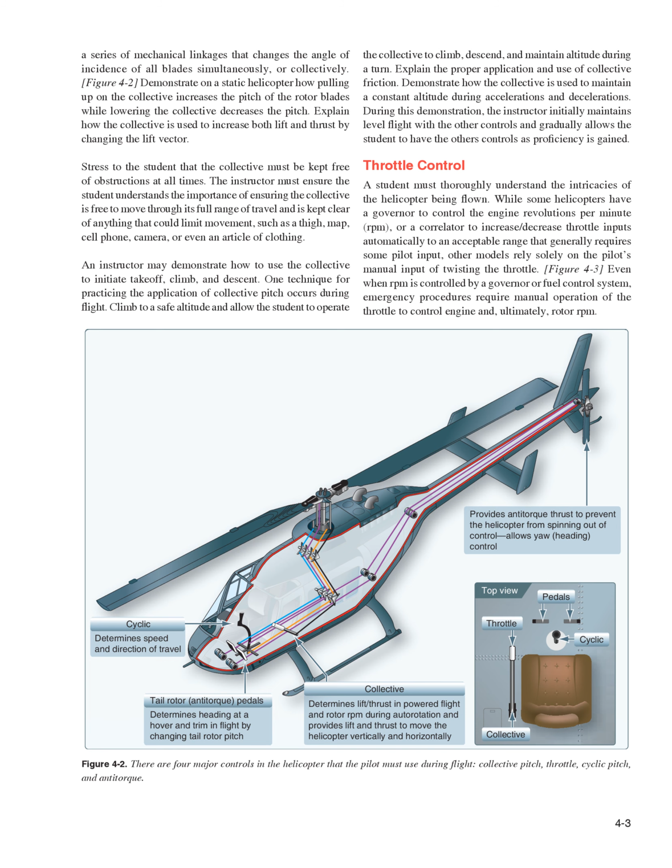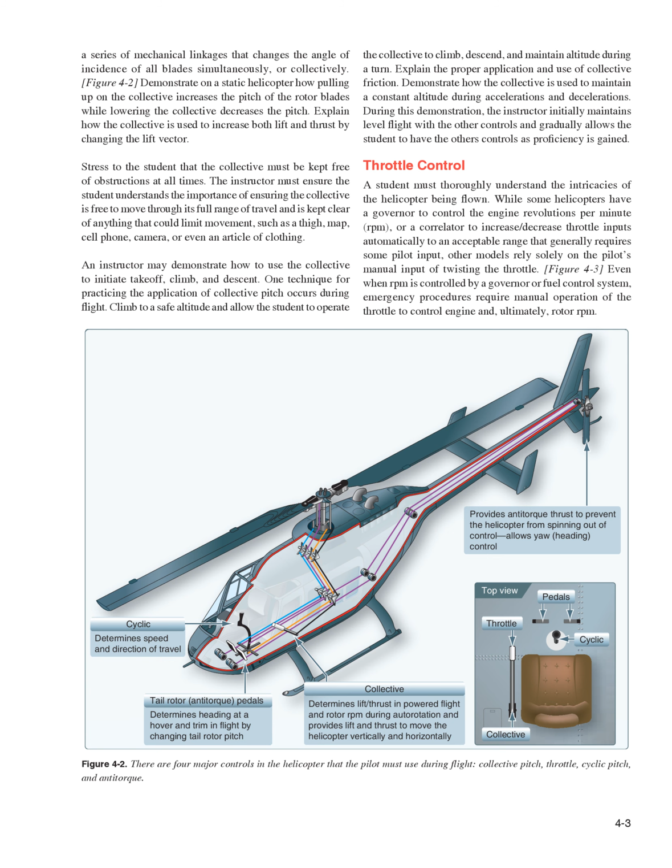One technique for practicing the application of collective pitch occurs during flight. Climb to a safe altitude and allow the student to operate the collective to climb, descend, and maintain altitude during a turn. Explain the proper application and use of collective friction. Demonstrate how the collective is used to maintain a constant altitude during accelerations and decelerations. During this demonstration, the instructor initially maintains level flight with the other controls and gradually allows the student to have the other controls as proficiency is gained.